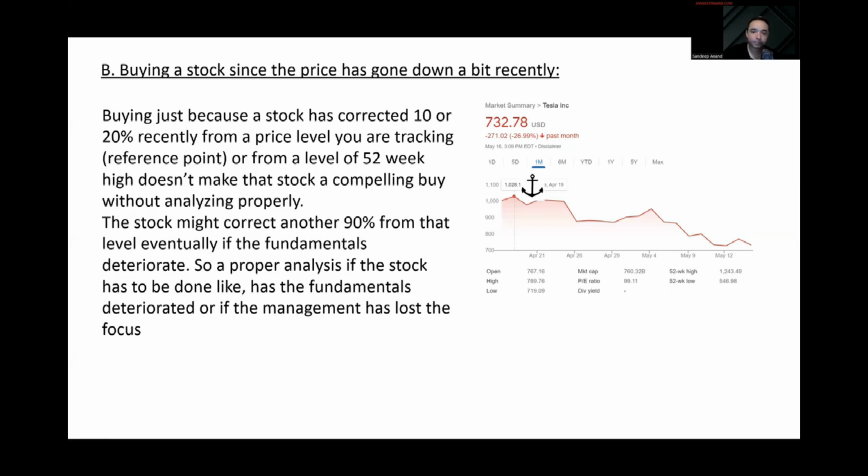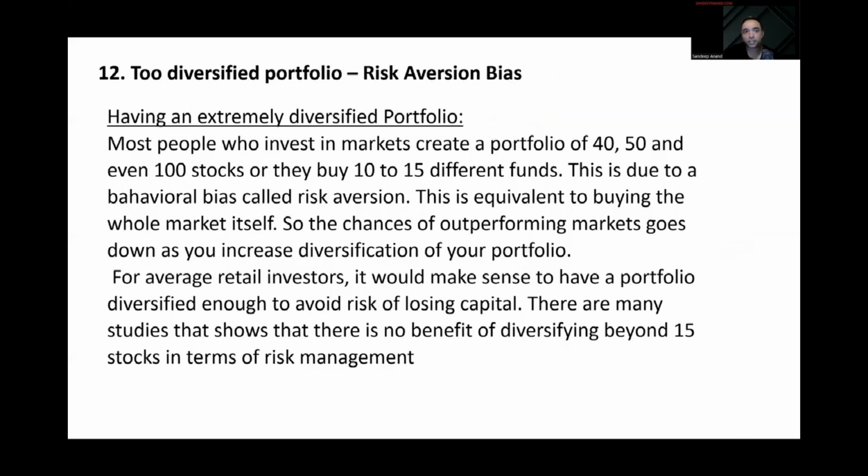The next mistake is too diversified portfolio, risk aversion bias. Now, having an extremely diversified portfolio is a common mistake I see, because I've not covered having too concentrated a portfolio, because that is not a common mistake. It is very rare to see people being concentrated investors. So that's why I don't cover that. These are the common 15 mistakes, right?